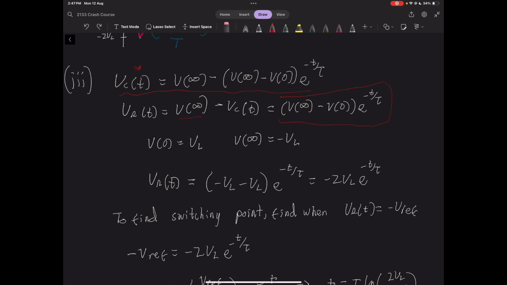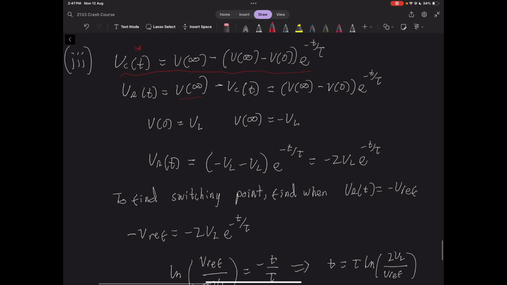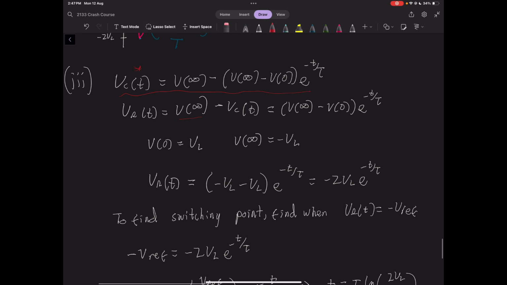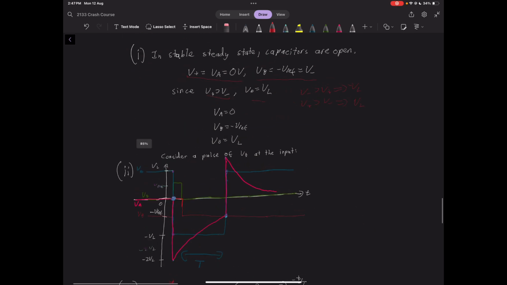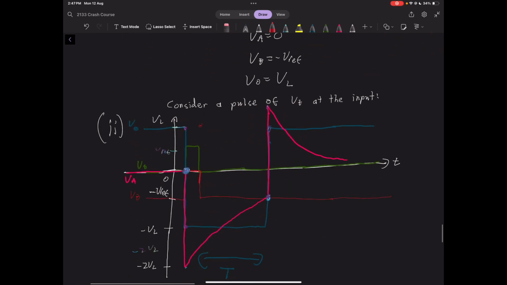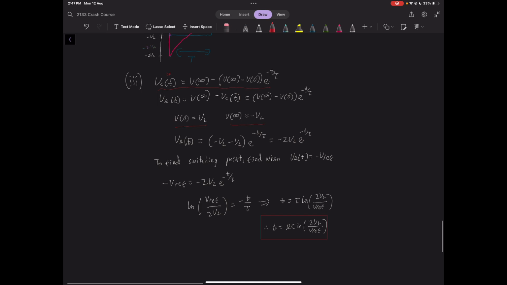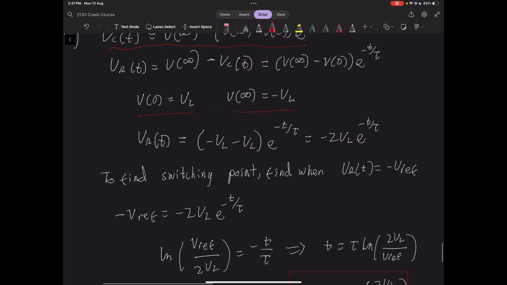And that gives us our equation for VR. Now, we then know that our initial voltage is going to be VL, and our final voltage is going to be negative VL. Again, because of the output voltage here, it starts at VL, and then the final steady state is negative VL. And then we just sub those values in to VR, so then we get VR equals that.